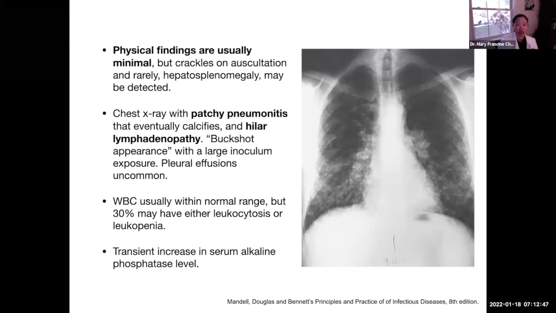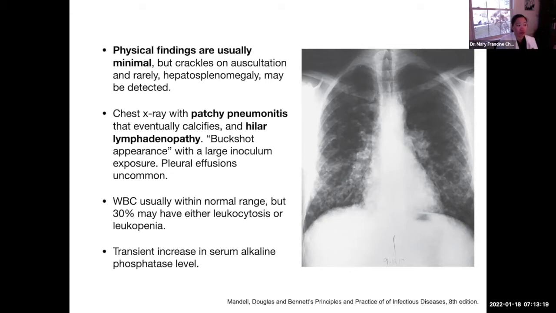For acute infections, your physical findings will usually be minimal, but you can hear crackles on auscultation. Rarely you will see hepatosplenomegaly. And on your chest x-ray, you'll see that your patient has a patchy pneumonitis that eventually calcifies, and they will have hilar lymphadenopathy. They can have what's called a buckshot appearance, especially with a large inoculum exposure. Pleural effusions are uncommon.